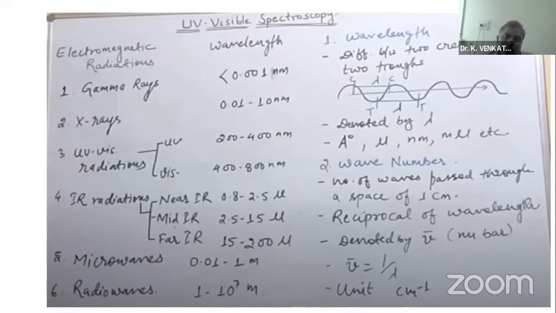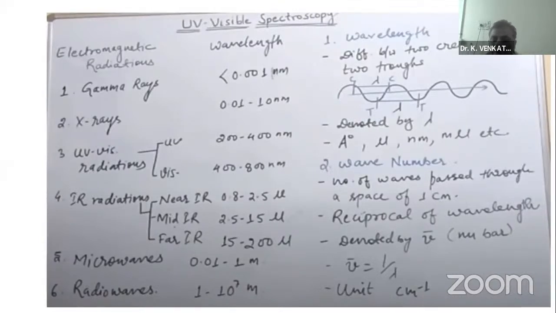And what is the wave number? Any idea? Inverse of lambda. But what is the meaning? It is equivalent to frequency: the number of waves passed through a space of 1 centimeter. That is called the wave number. So it is the reciprocal of the wavelength.